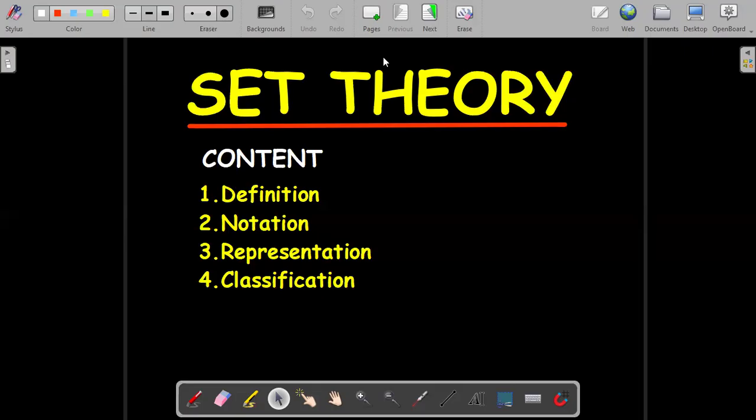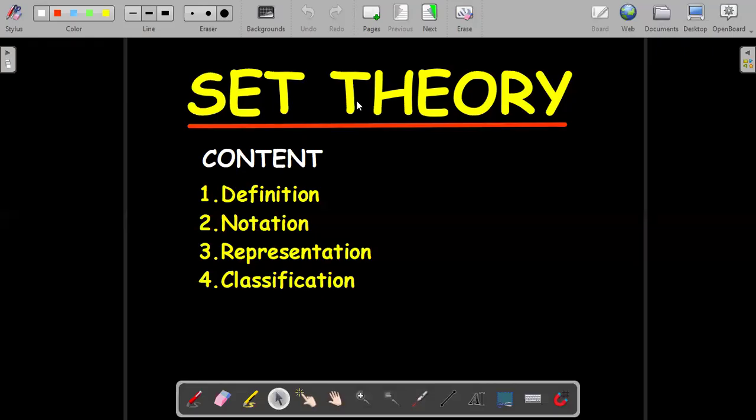And today we'll begin with math. As we're starting math, we are going to look at set theory. Okay, let's dive into our lesson. In this class, we're going to look at definitions, then notation, representation, and classification. And all these are based on sets.